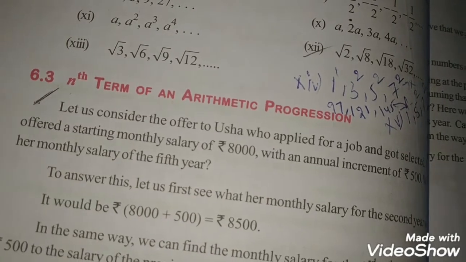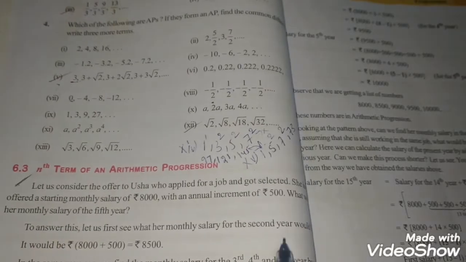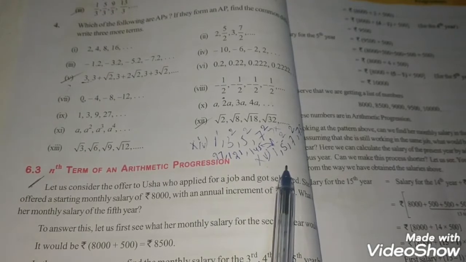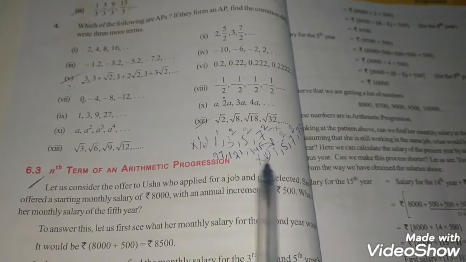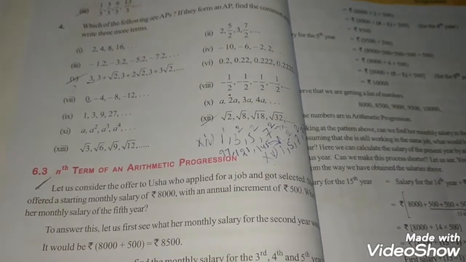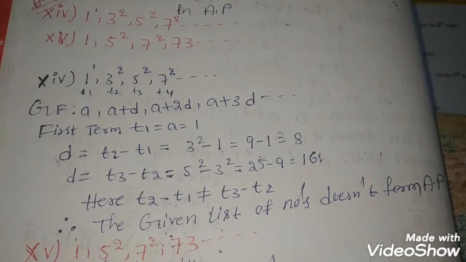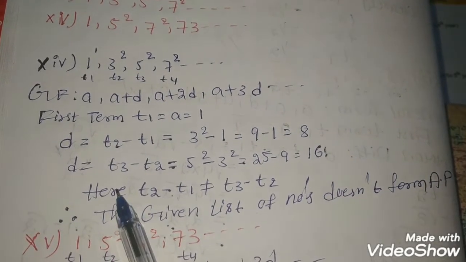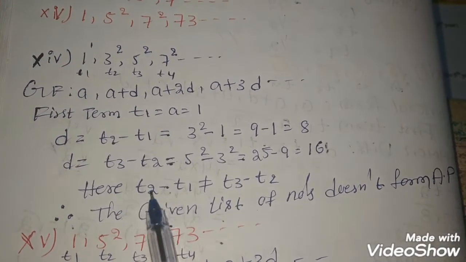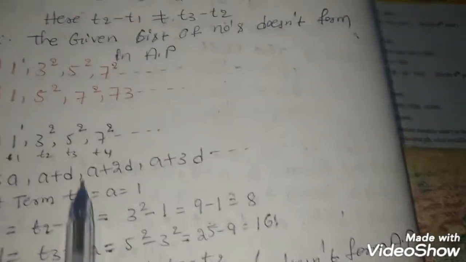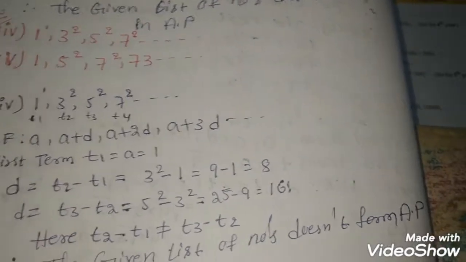Are you getting it? So in the last video I told you to do your homework, that is the 14th question and 15th question. So these two solutions, check once whether your solutions are correct or not. See the 14th question, the common difference, that is T2 minus T1, is not equal to T3 minus T2. So the given series is not in arithmetic progression.